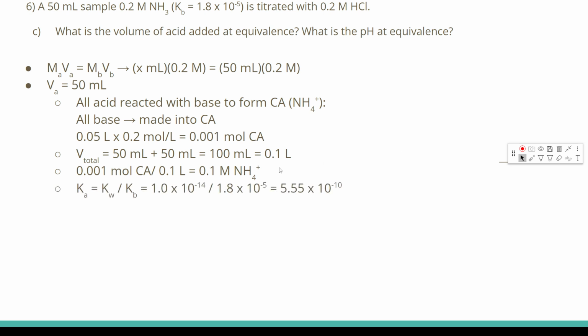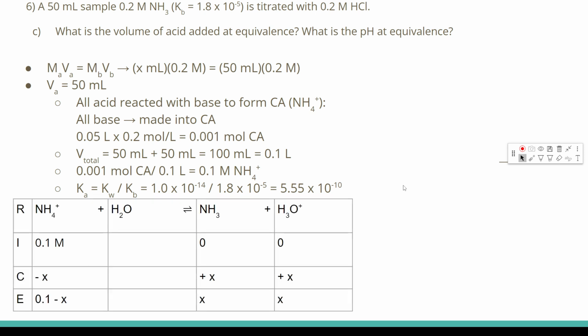And so then I would use the formula that is given on our constant equation sheet. I plug in Kw, that's given also on the constant equation sheet. I have my Kb value, which is right here, and then I can get my Ka. Then I fill out a RICE table, because again, the conjugate acid will act like an acid. This NH4 is going to donate an H to water, and so we're making ammonia and hydronium. And so we fill out our RICE table.